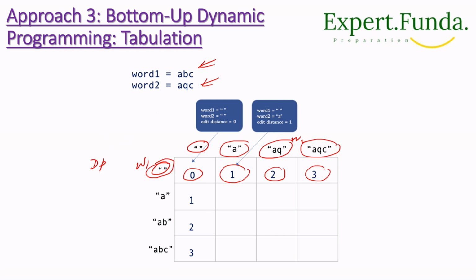Similarly, if word 1 has ABC and word 2 is empty, then only one operation is required, correct? Similarly, if there is one A and one A, both are similar, right? There are no operations required, so it will come 0. And similarly, if we have A and there is only one operation, we need only one operation, insert, so it will come like this.